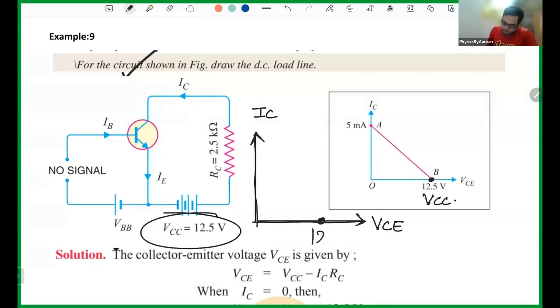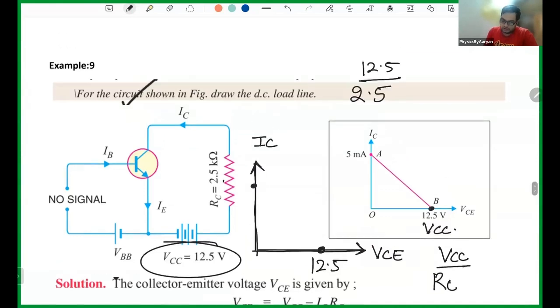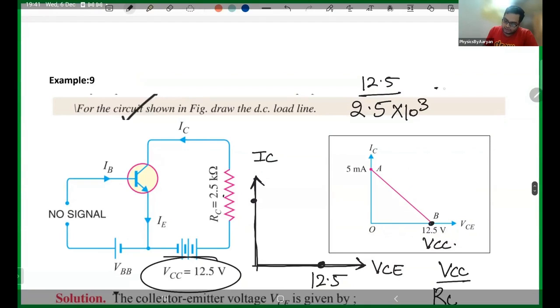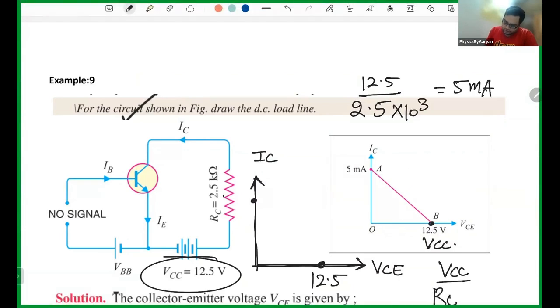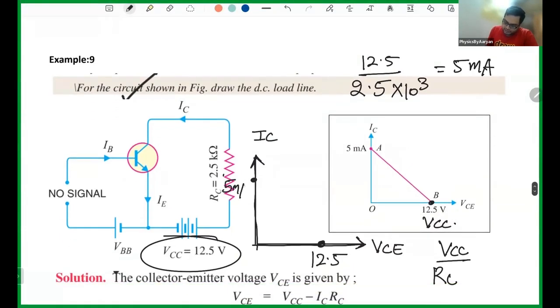Then on the x-axis, I already know I have VCC, that is 12.5 volt. And on the y-axis, what will I have? I will have VCC by RC. What is VCC by RC? So 12.5 divided by RC, which is 2.5 into 10 to the power 3, you will get 5 milliampere. So on the y-axis, I will have 5 milliampere. Then I simply have to connect these 2 points and my load line is ready. Just by looking at the circuit, you draw the load line. Fine. Everyone understood how to find the load line?